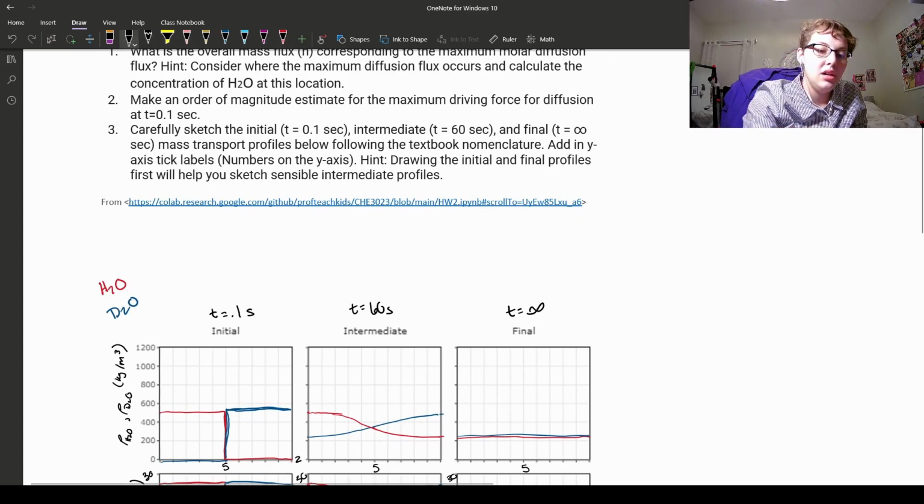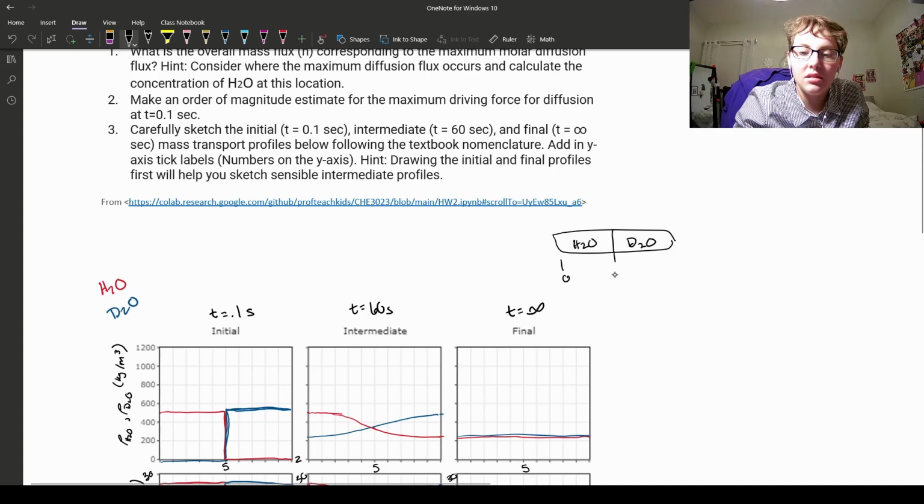H2O is going to be listed in red, and D2O is going to be listed in blue. I'll draw the capillary out really quick just so that we can all see what we're looking at here. Before they begin, at about t equals 0.1 second, this is about what the system would look like, equally dispersed between H2O and D2O. From 0 to 5 is H2O, and 5 to 10 is D2O.